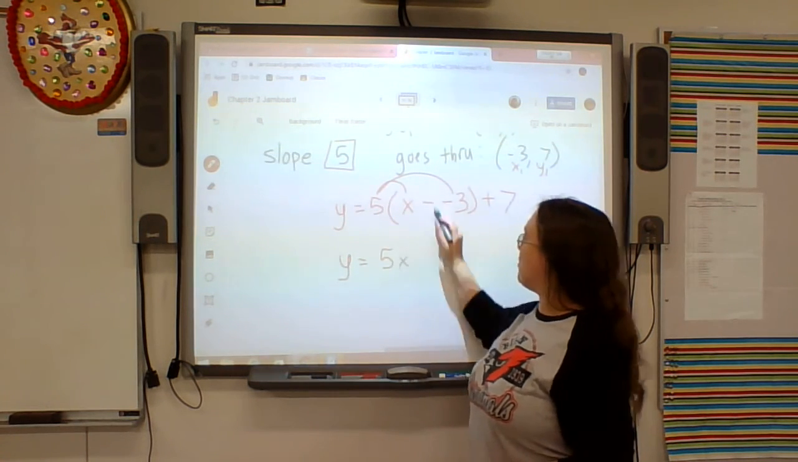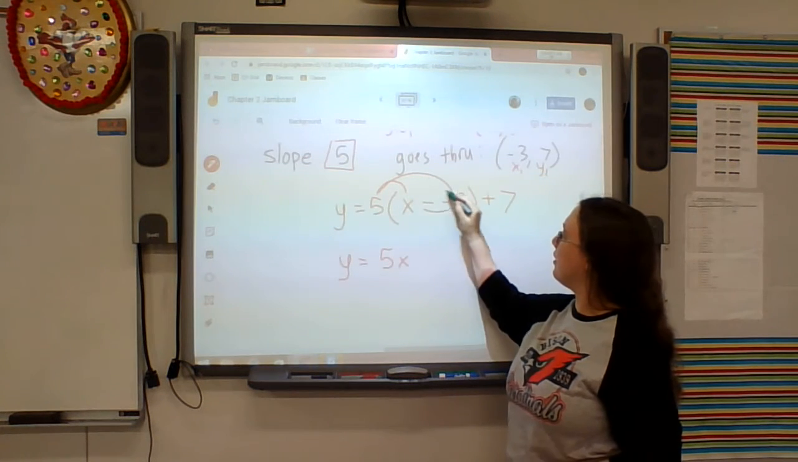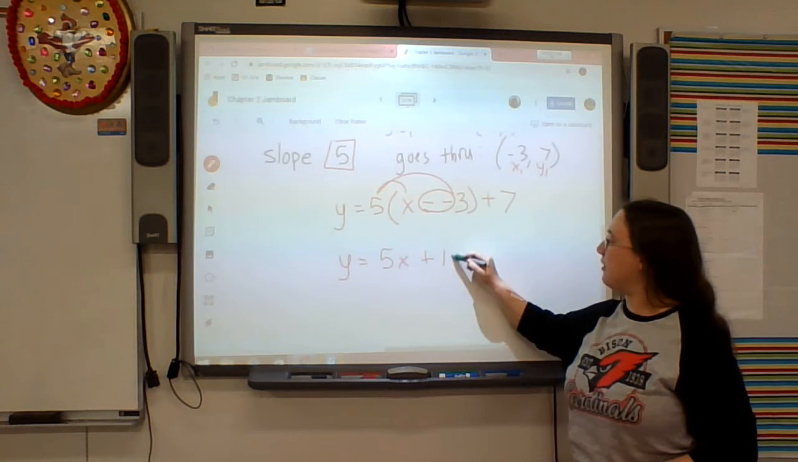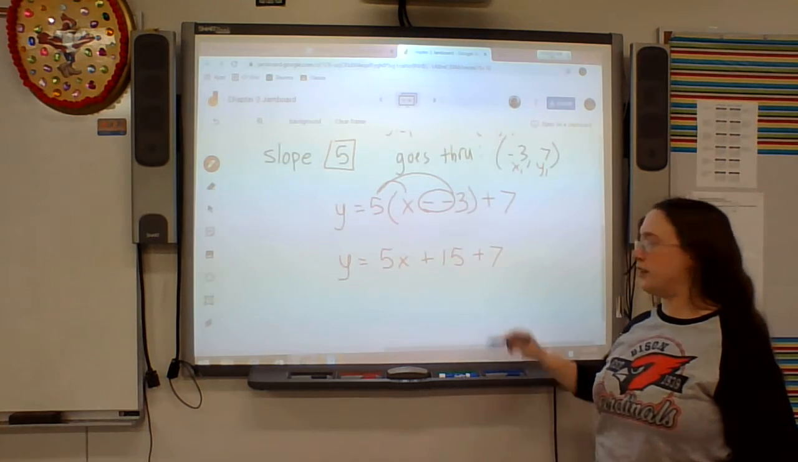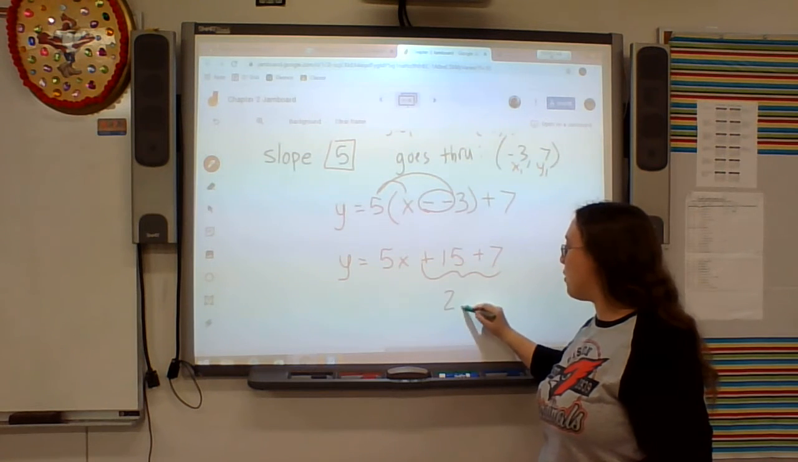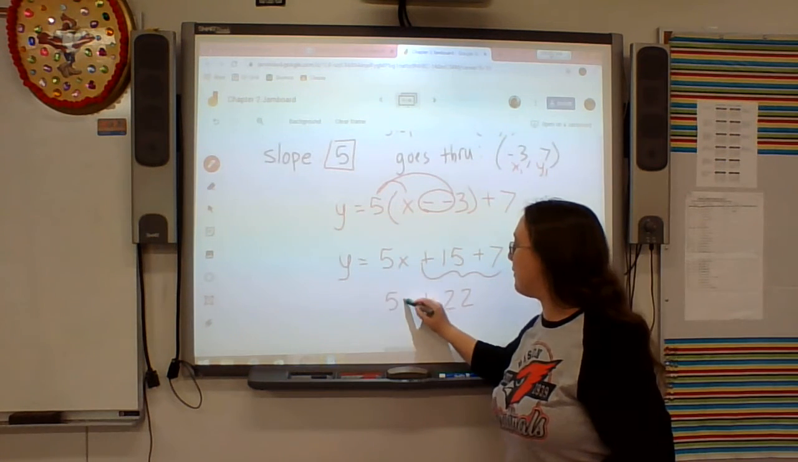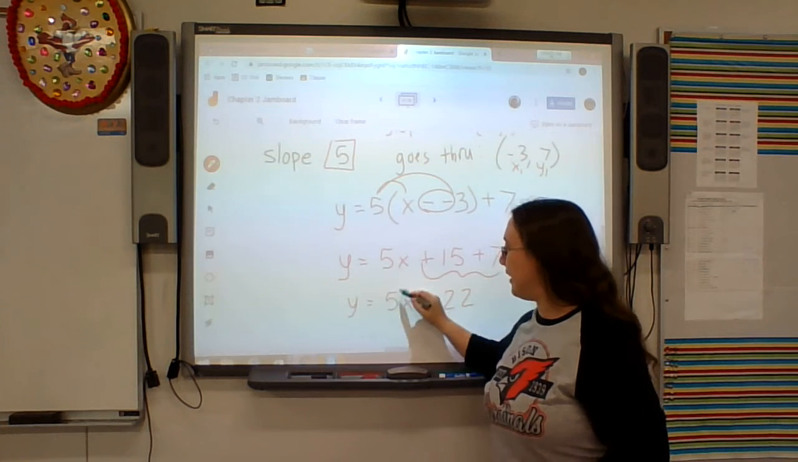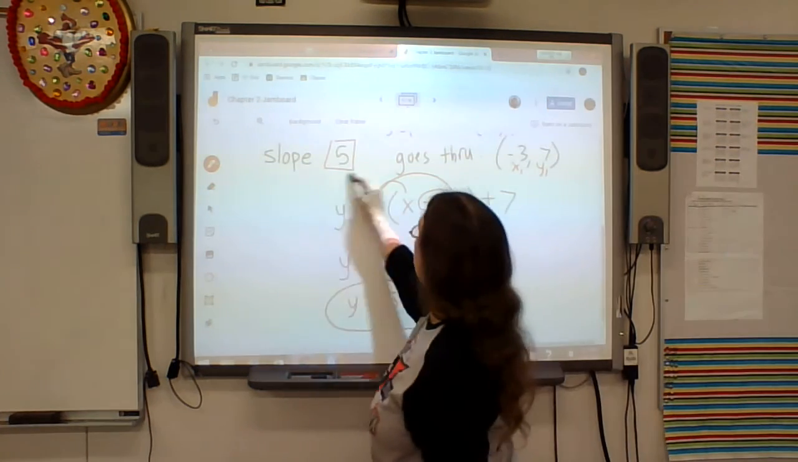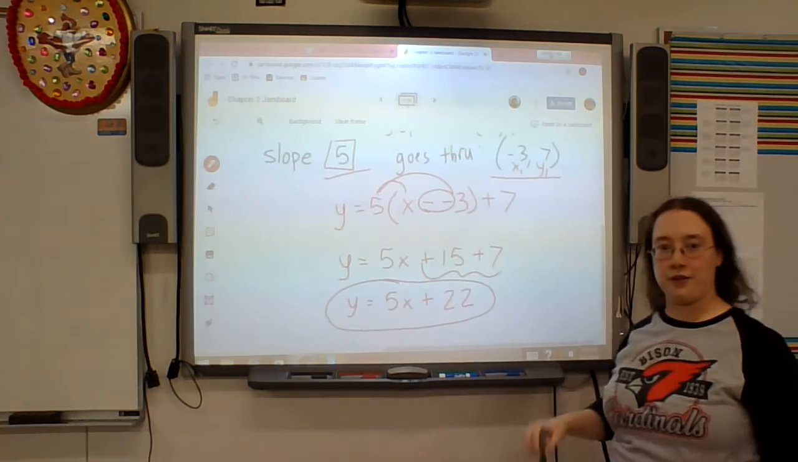And at this point, I'm going to change this minus a negative to a plus. 5 times 3 is 15, plus 7. Combine your like terms. 15 plus 7 is 22. So you get 5x plus 22. And boom, we have an equation for a line with a slope of 5 that goes through (-3, 7).